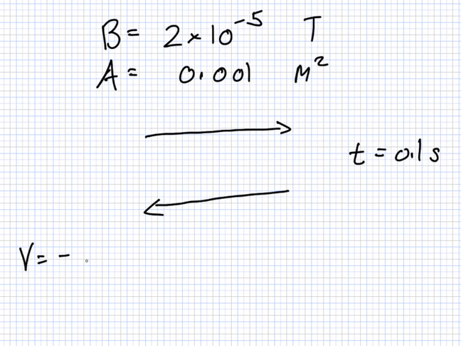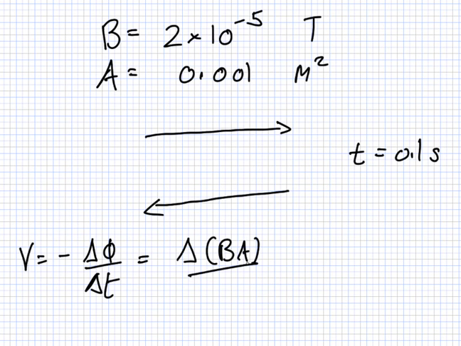So here we have the voltage equals minus the change in the flux divided by the time, but the flux is BA divided by the time. Now, the A you can just take as constant. The B is the thing that's changing. So I can just say this is area times the change in the B over the change in the time.